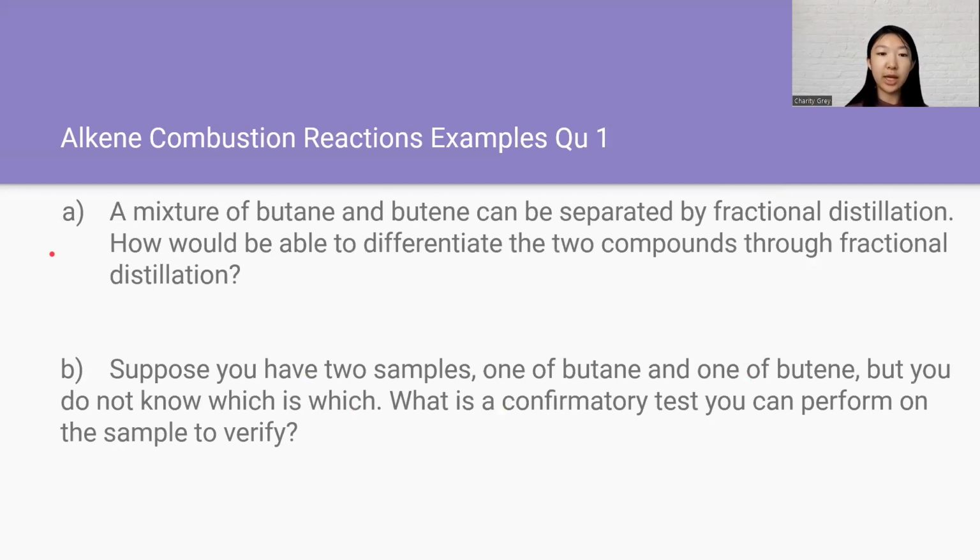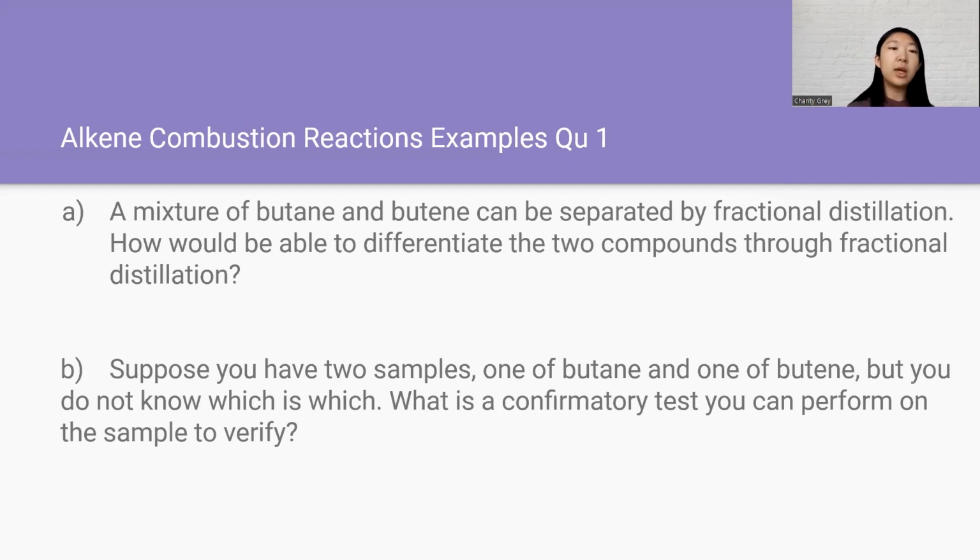A mixture of butane and butene can be separated by fractional distillation. How will you be able to differentiate the two compounds through fractional distillation? Does anyone recall what fractional distillation is? That's right. Fractional distillation is when you have a mixture of hydrocarbons. It contains alkanes, it contains alkenes, and it contains different lengths.